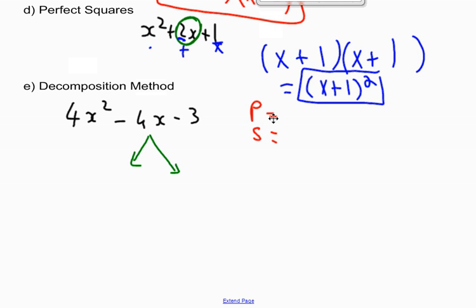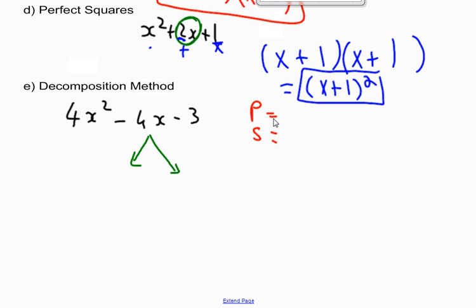So if we have 4x squared minus 4x minus 3, and we can't just simply factor anything out. We can't factor out the 4 from negative 3, and so we're a bit stuck here. It's not like we can just do x times x to get our normal x squared.